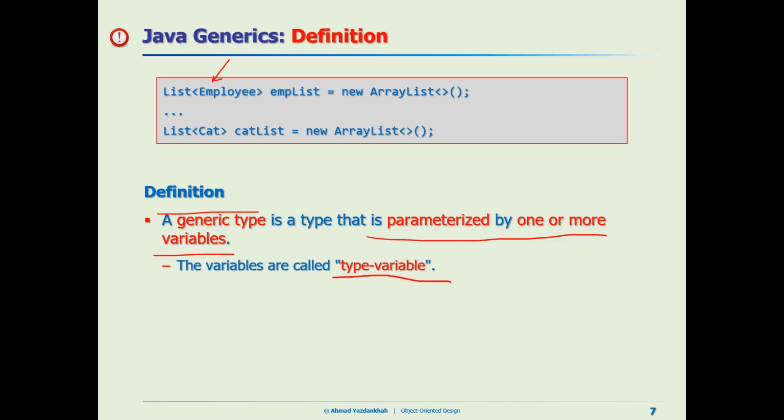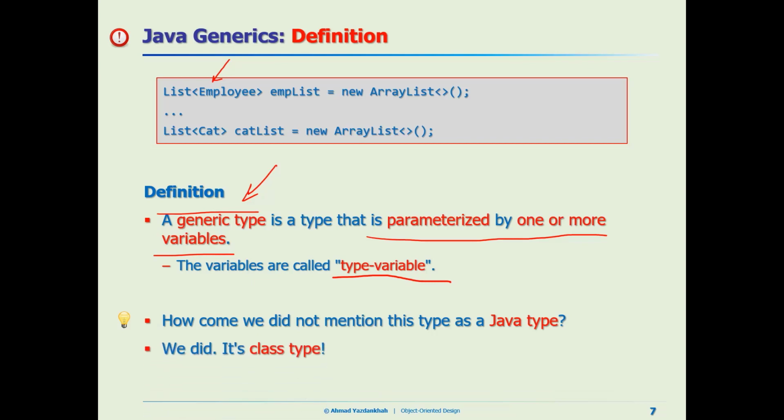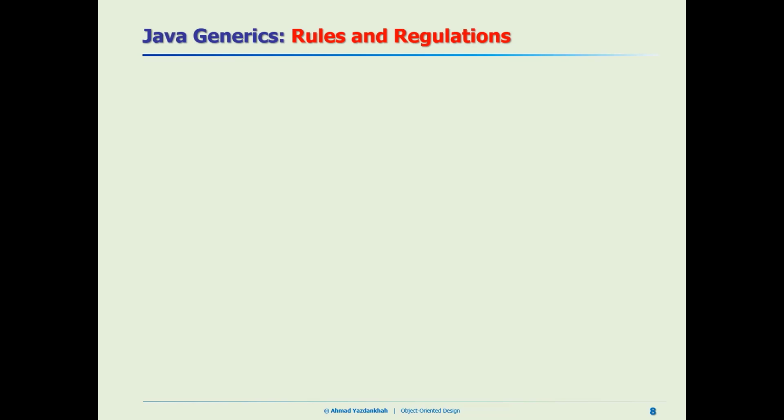Maybe someone asks, how come we didn't mention this? This is a type, but we didn't mention it in the Java types before, right? Yeah, we didn't, but we did actually. We didn't mention that it's a generic type because a generic type is actually a class. So we mentioned that, right? Okay. Now let me give you some rules and regulations about Java generics.